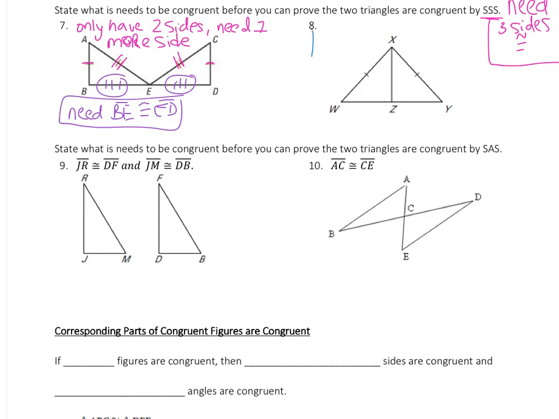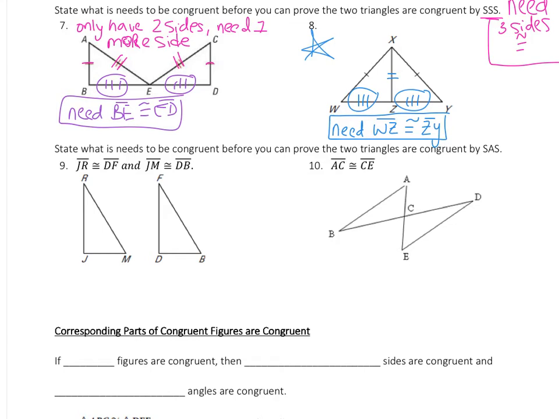I want you to do the next one. Remember in the middle that these are reflexive, so we already know that those 2 sides will be congruent to each other. What you should have picked out was that WZ needs to be congruent to DZY. Once we have that, then we could say that they are congruent by side, side, side.